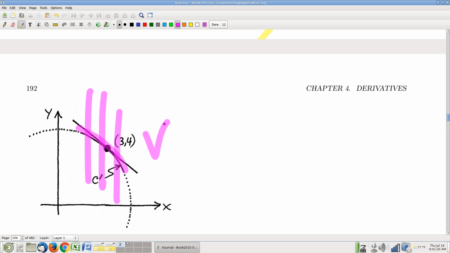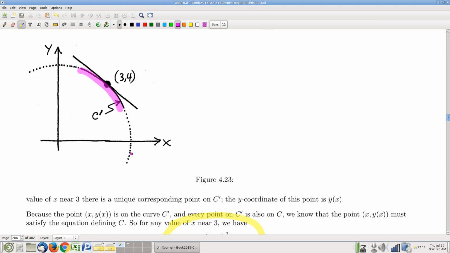So now we have a graph. This curve is a graph. It remains, however, that we're not viewing it as a graph. It is still the case that this curve, the only algebra we have for this curve, is x squared plus y squared is equal to 25.